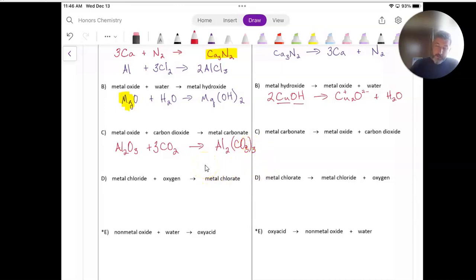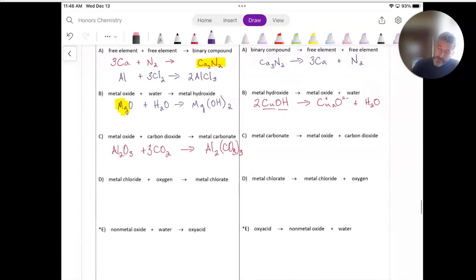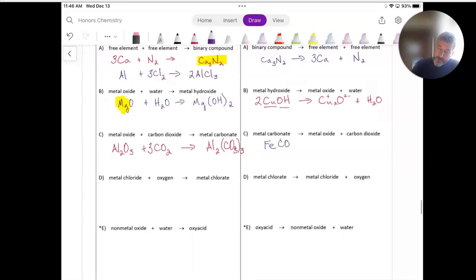Okay, and now for the decomposition side, we're just going to do the exact opposite. We'll pick a different metal. Let's say this time we go with iron 2, Fe 2+ paired with carbonate, which would just be a 1-to-1 ratio. You're going to say, okay, that's a metal carbonate. That's going to make a metal oxide.